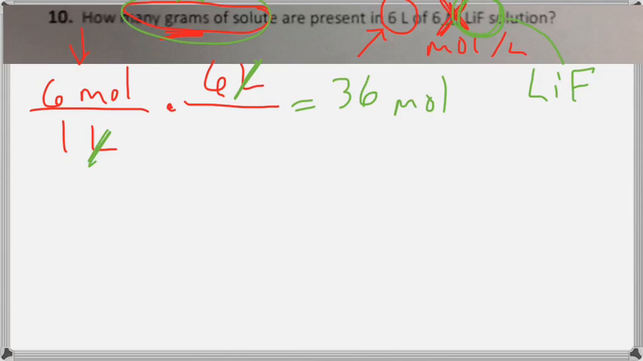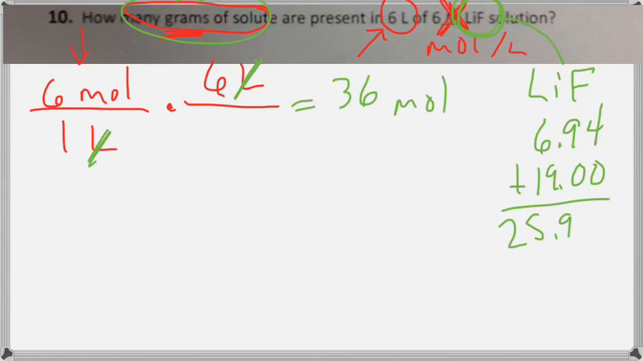So if we go to the periodic table, we can figure out the molar mass of lithium fluoride. Lithium has a mass of 6.94 grams per mole, and fluorine has a mass of 19 grams per mole. So if we add those together, that gives us 25.94 grams per mole. Now, according to what we figured out using the volume of our solution, we know that we have 36 moles.